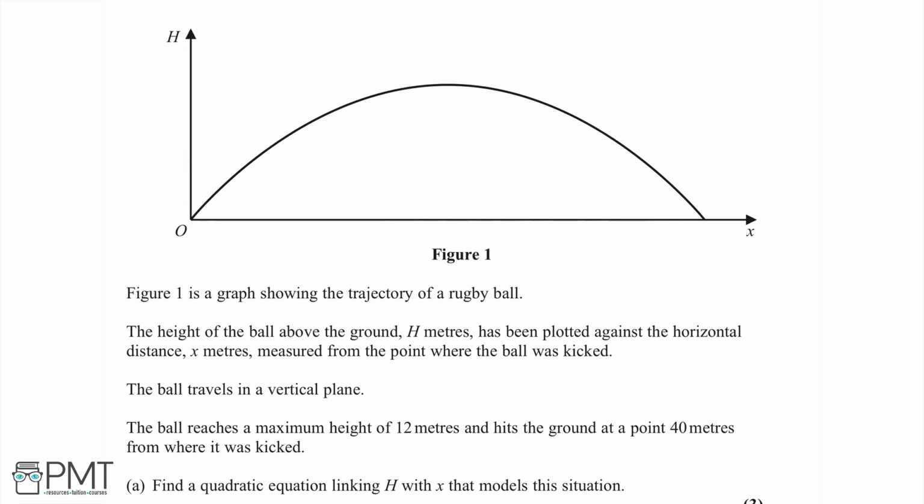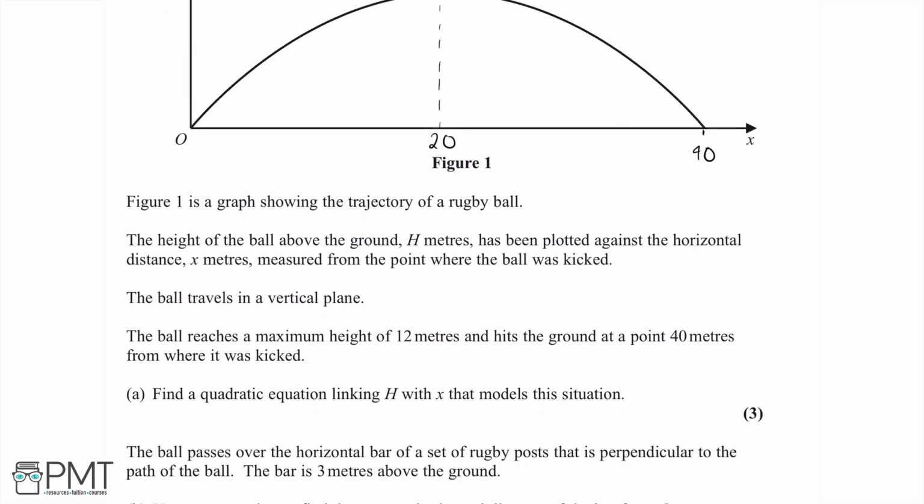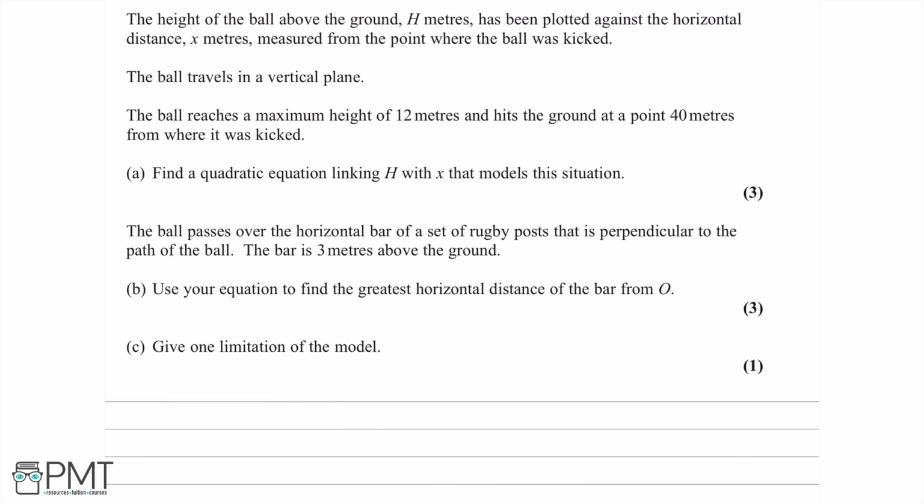Well, we know the maximum height is 12, which is at this point here. That's the turning point of the quadratic, so that's 12. We know that this is 40, as that's where it lands. Now, because we also know that quadratics are symmetrical, we know at this point here, where its maximum height must be, is 20. So now that we know all of that, we can go on to find a quadratic.